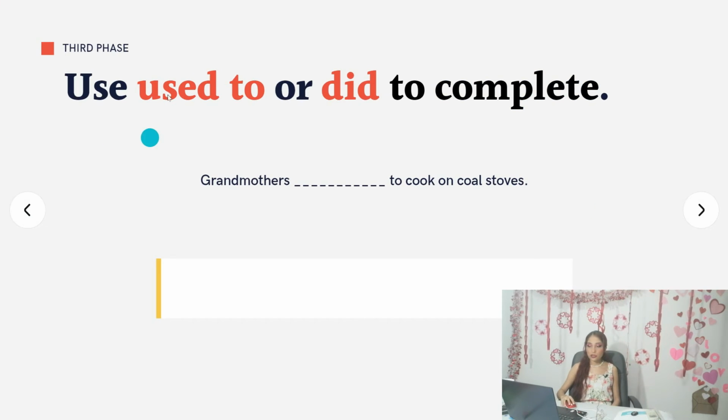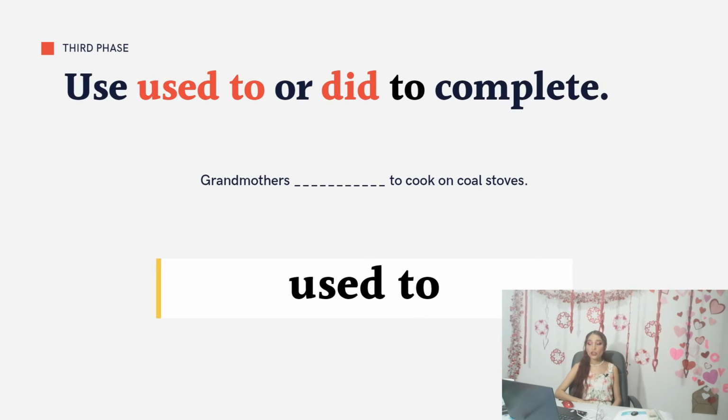Okay, it's the same instruction and the sentence says, grandmothers blank to cook on coal stoves. Used to or did? So the correct answer is used to. Very good. Grandmothers used to cook on coal stoves. Because we are talking about something that happened in the past and it was in a constant way. If they cooked on coal stoves, it means that they cooked on them every day, and this was a routine, of course, in the past.